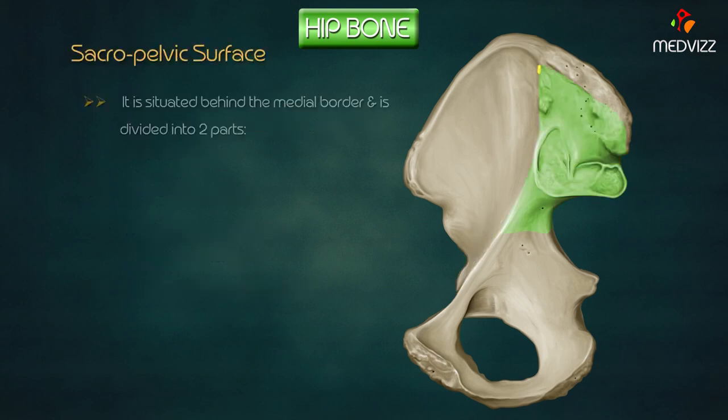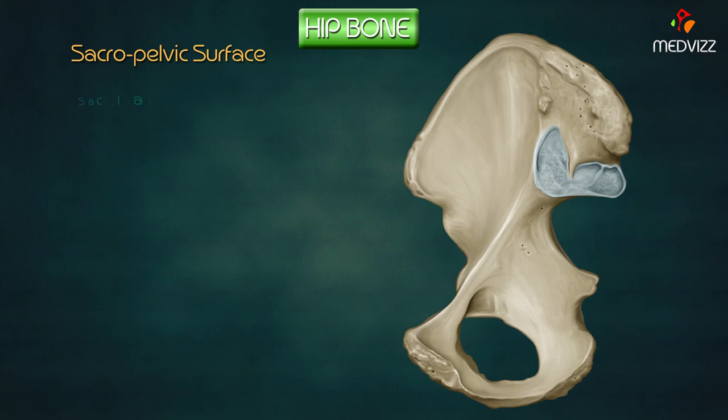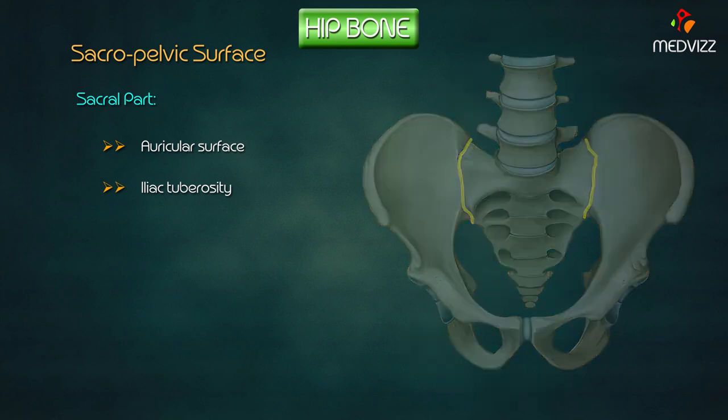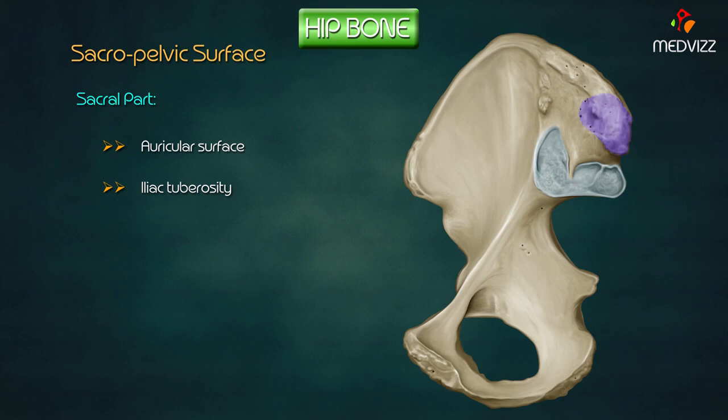Sacropelvic surface. It is situated behind the medial border and is divided into two parts, sacral part and the pelvic part. Sacral part presents with an auricular surface anteriorly and the iliac tuberosity posteriorly. Auricular surface. It lies below and anterior to the iliac tuberosity. It resembles the shape of a pinna of the ear, hence the name. It articulates with the auricular surface of the sacrum. Iliac tuberosity is a rough area below the iliac crest.